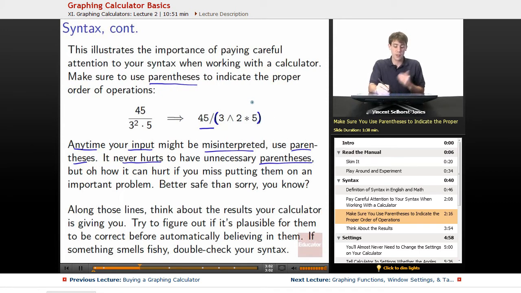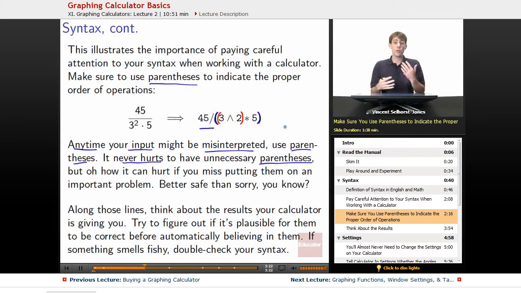For example, with this, the 3 caret 2 times 5, 3 exponent 2 times 5, we might be worried that it's going to interpret it as 3 exponent 2 times 5, so 3 exponent 10. So we might want to put 3 caret 2 in parentheses as well, and then multiply by 5, that whole thing in parentheses, and we're dividing 45 by that whole thing.